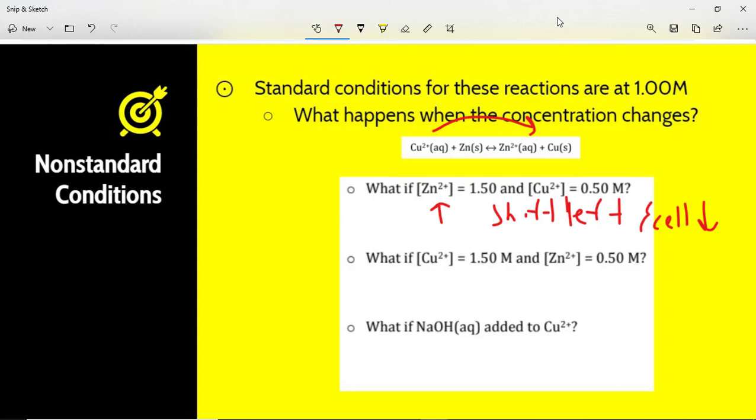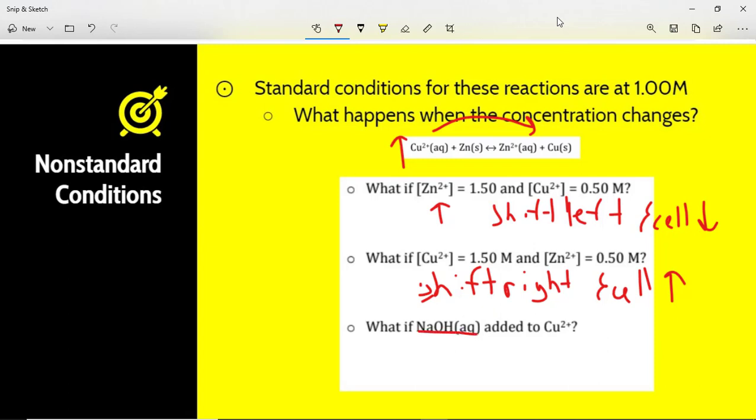Same thing if we look at the next part of the problem. We have an increase in copper, so we have an increase here. We have a decrease of ions on the right-hand side, so that's going to cause equilibrium to shift to the right. Which actually causes our E cell potential to go up. Okay, kind of a different concept here.